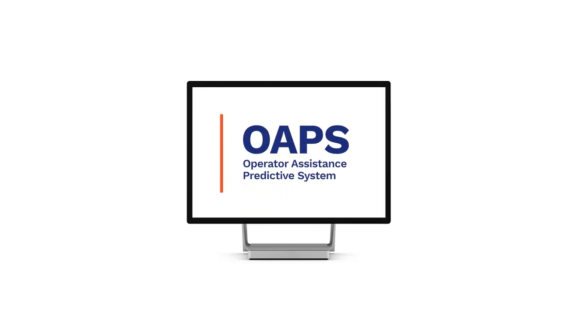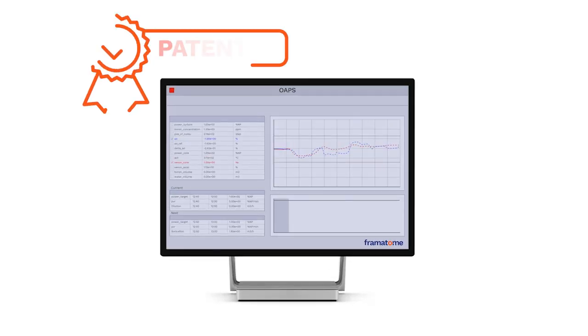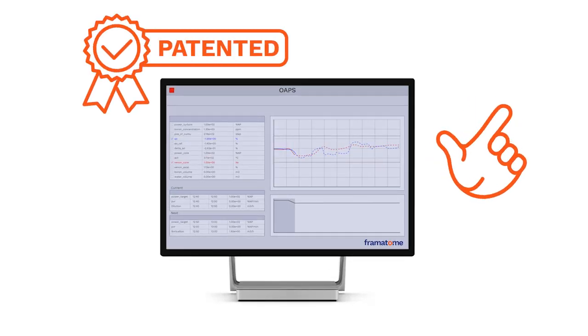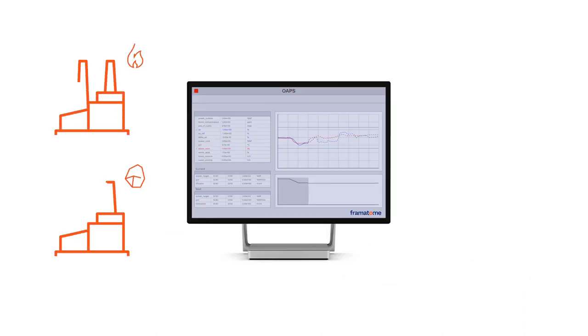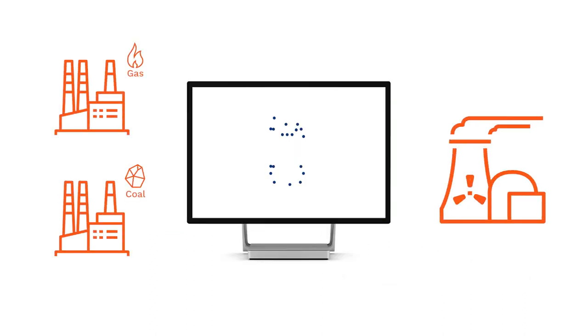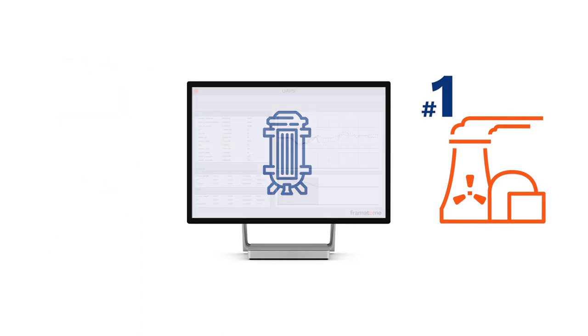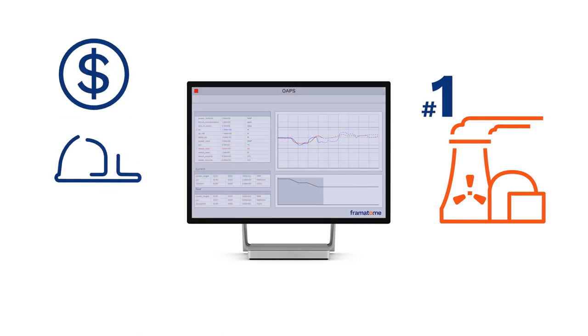This is exactly where the OAPS solution can play a key role. OAPS, one of the latest innovations of Framatome, is a game changer. OAPS supports reactor operators by solving the challenges for reactor core control. It enables nuclear plants to become the immediate alternative to fossil plants for flexibility in a profitable, safe, and low-carbon manner.